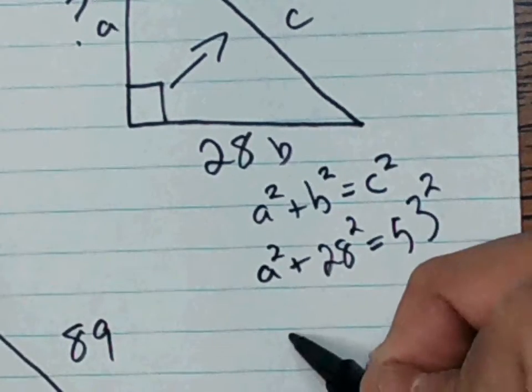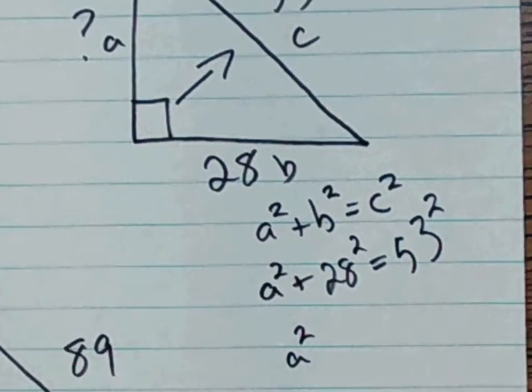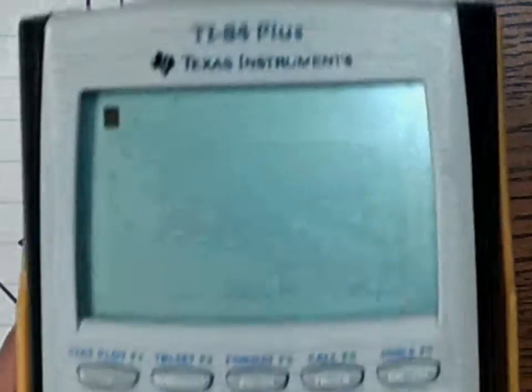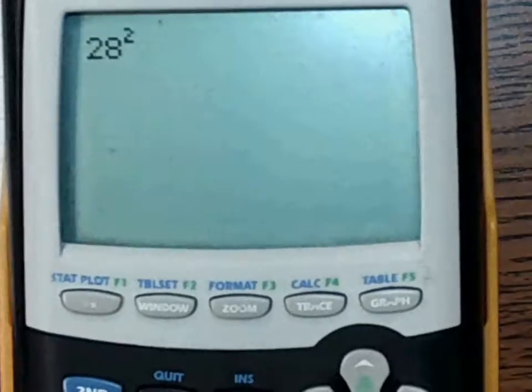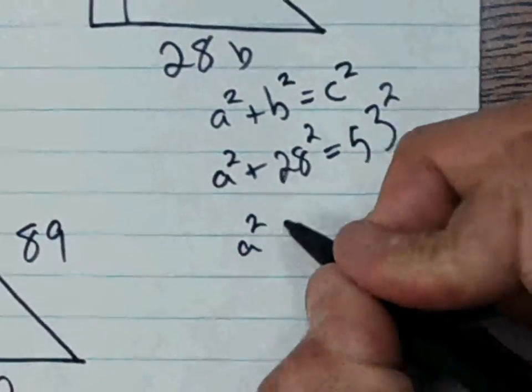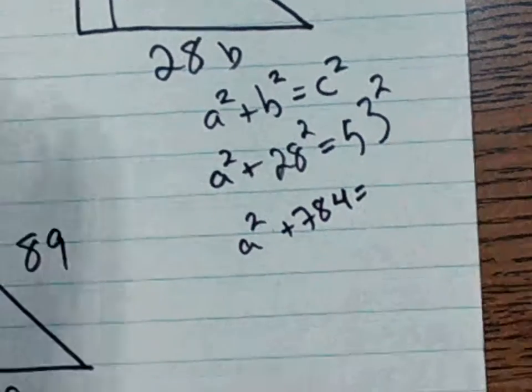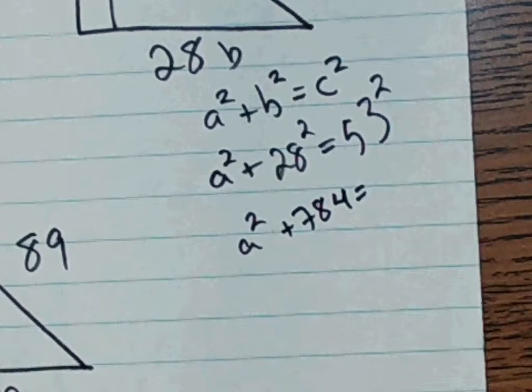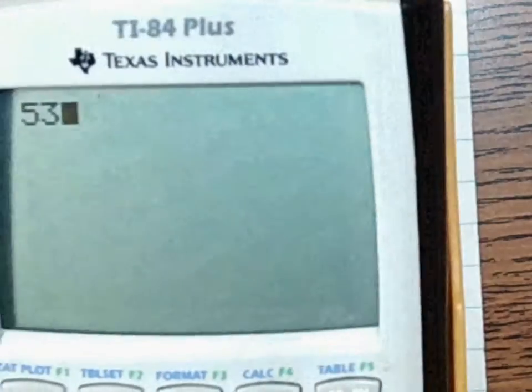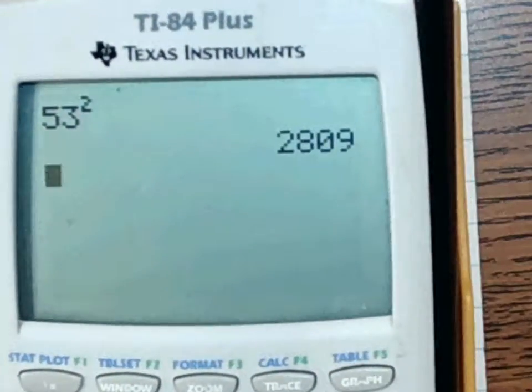Using my calculator, I'm going to square 28. That gets me 784. Then we use our calculator to square 53, which is 2,809.